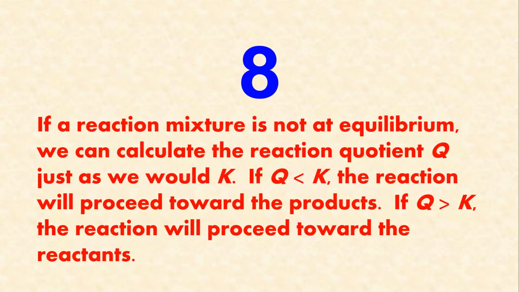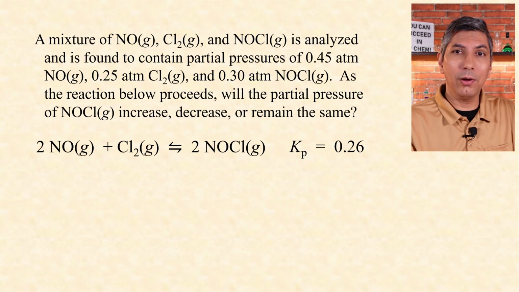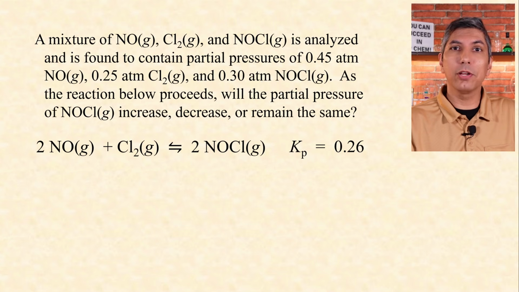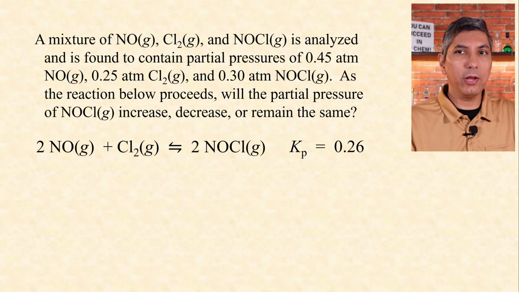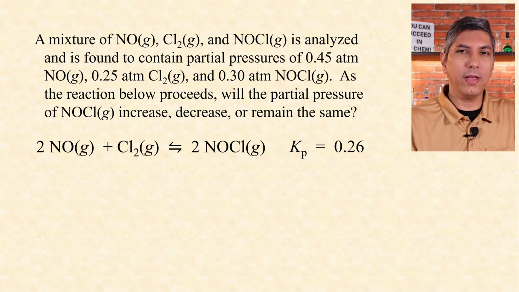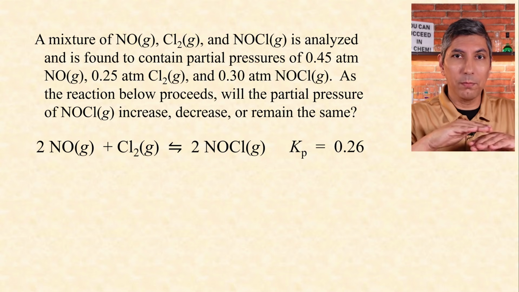Number 8. If a reaction mixture is not at equilibrium, we can calculate the reaction quotient Q just as we would K. If Q is less than K, the reaction will proceed toward the products. If Q is greater than K, the reaction will proceed toward the reactants. Let's say we have this reaction in which a mixture of NO, Cl2, and NOCl is analyzed and is found to contain partial pressures of 0.45 atmospheres NO, 0.25 atmospheres chlorine, and 0.30 atmospheres NOCl. As the reaction below proceeds, will the partial pressure of NOCl increase, decrease, or remain the same?